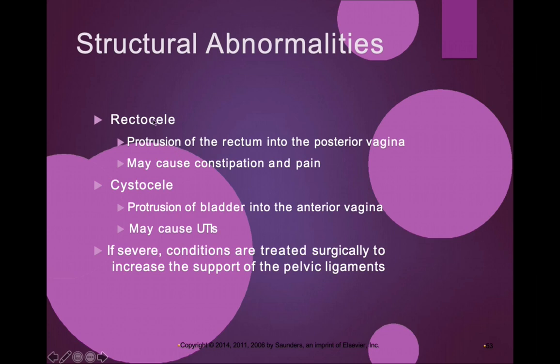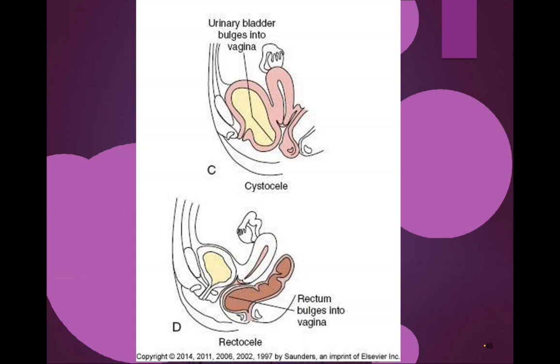Now let's look at a rectocele and a cystocele. A rectocele is protrusion of the rectum into the posterior vagina, and that can cause constipation and pain. A cystocele is protrusion of the bladder into the anterior vagina, and that can cause UTIs. Okay? In severe conditions, if severe, the conditions are treated surgically to try and increase the support of the pelvic ligaments.